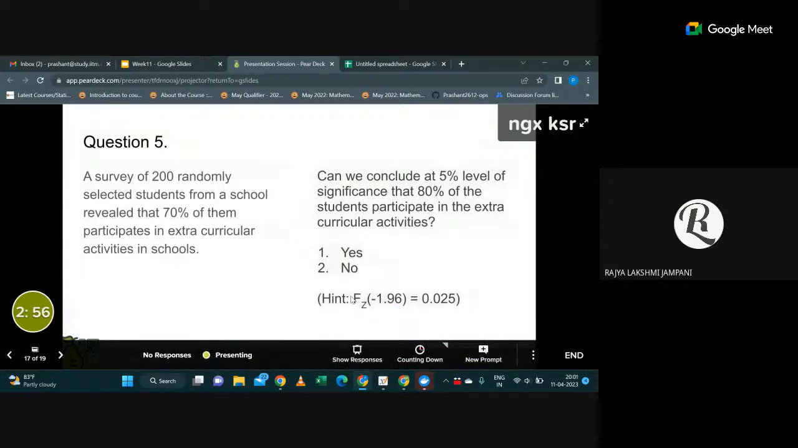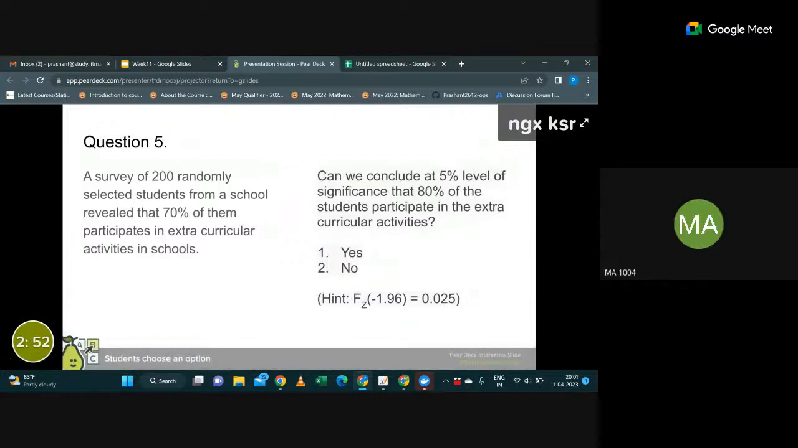Again, we should take P equal to 0.8 and P not equal to 0.8, right? Yeah. And if it's 0.8, accordingly, what will be the variance? P into 1 minus P divided by N. 200. Yeah, that's 200. Got it? Now is it clear? Then are you able to relate? P should be 0.7. See, not 0.7. You have to take your P from your hypothesis, right? So it says 80% of the students participate in the extra activity. Okay?